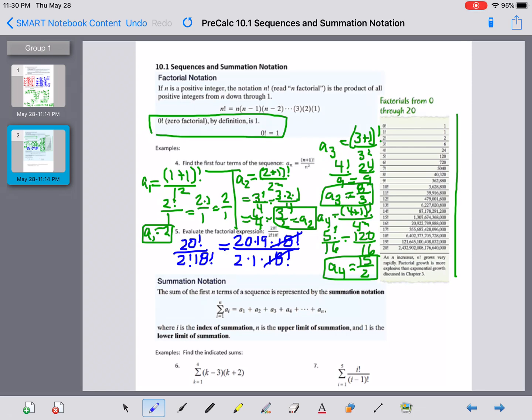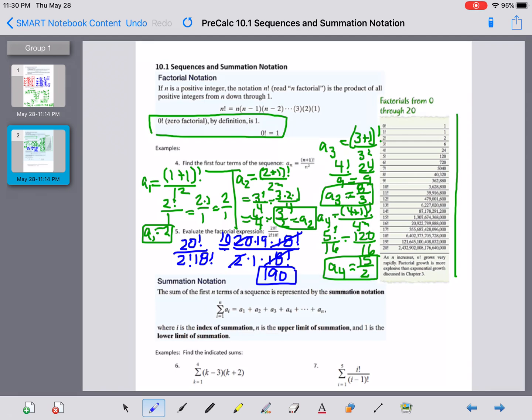Okay, I have one more simplifying I can do. I know 20 can divide by this 2, and I can change that to a 10. I'm left with 10 times 19 on top. I'm left with 1 on the bottom. I easily can do that math in my head and get 190. So sometimes these factorials are better to be done without a calculator, okay?